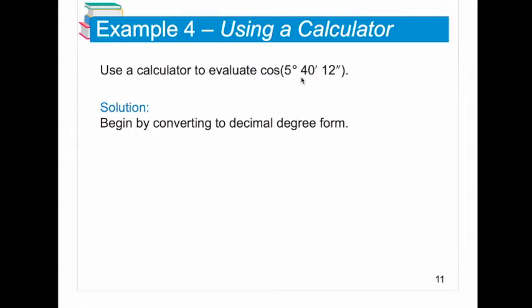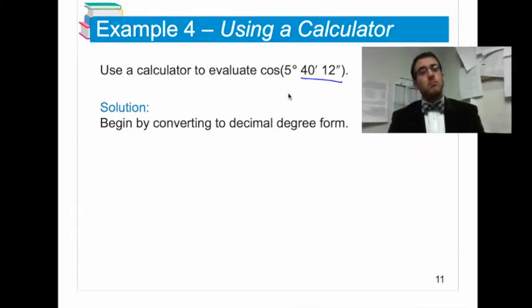So I want to evaluate the cosine of 5 degrees. What is all this gibberish? This says 40 minutes and 12 seconds. All right. If you're not familiar with this notation, I understand. It's more of a navigational tool, latitudes, longitudes. It's simply a way of writing the decimal format of a degree value in a more simplified version.